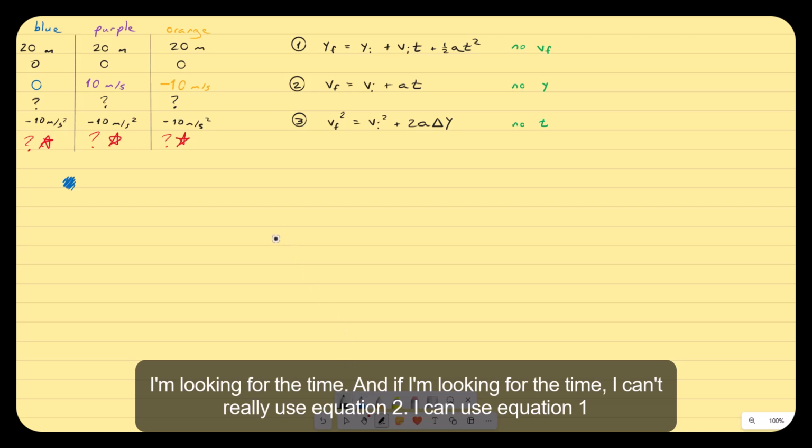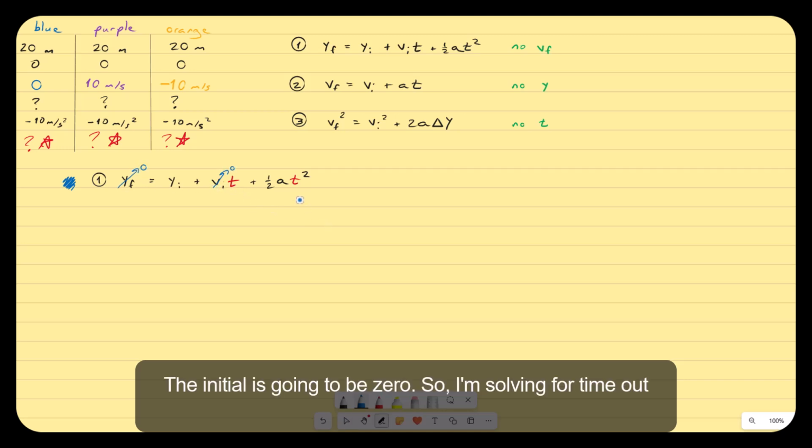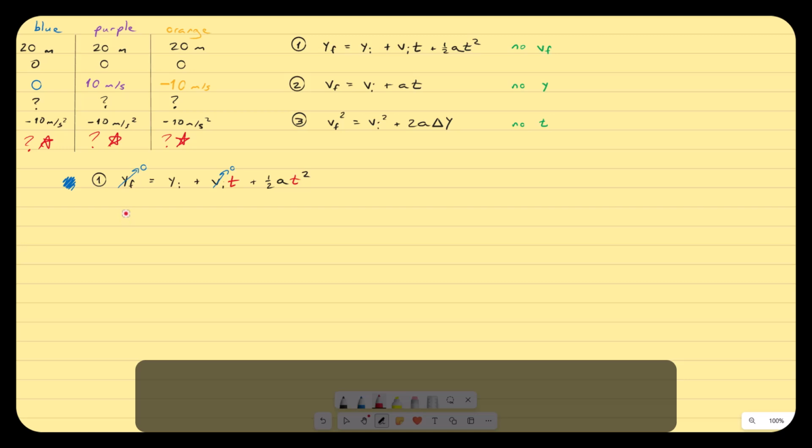I'm looking for the time, and if I'm looking for the time, I can't really use equation 2. I can use equation 1, and let me do that actually. Okay, what I do know, y final is going to be 0, v initial is going to be 0, so I'm solving for time. Out of this equation, I'm going to get time equals the square root of negative 2 y initial over a.